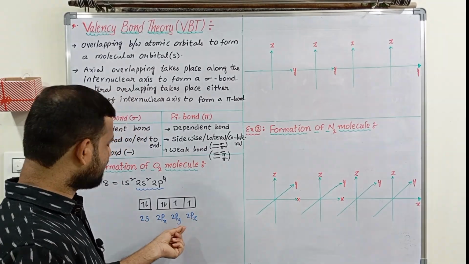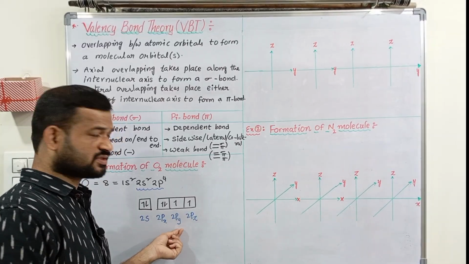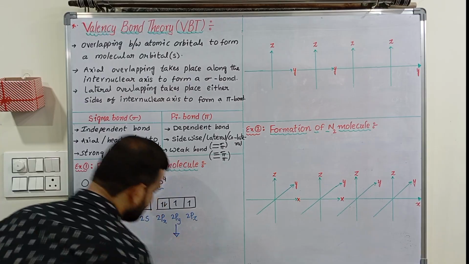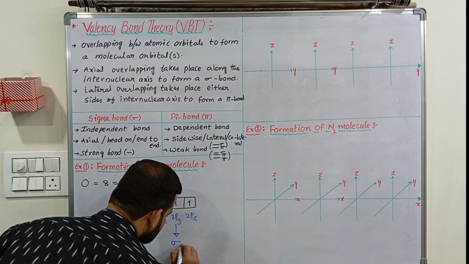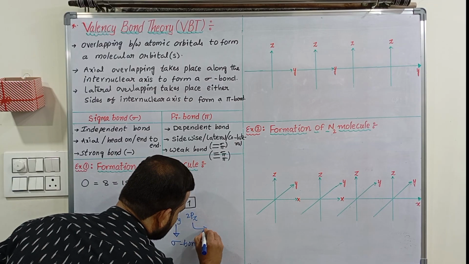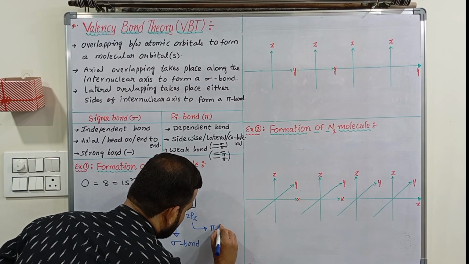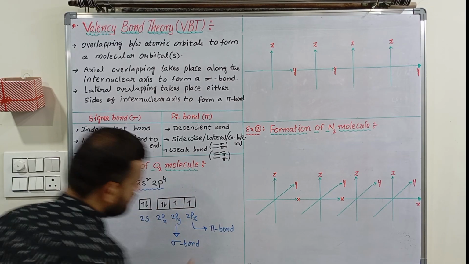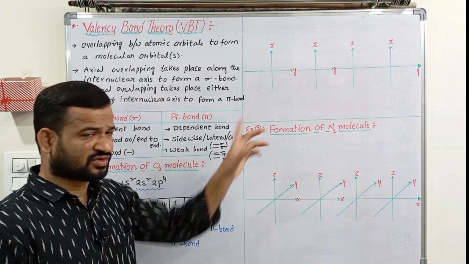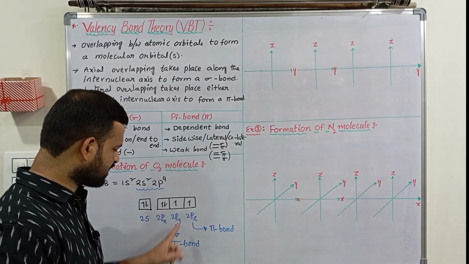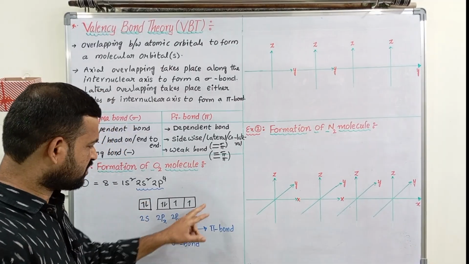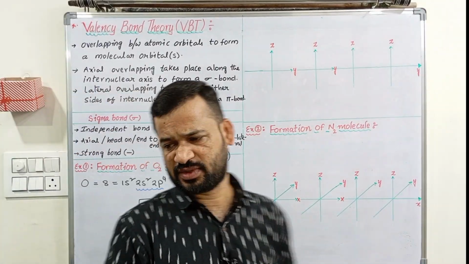Here I am taking the y axis as the internuclear axis. So then what will happen? Between py orbitals a sigma bond will be formed. Between pz orbitals a pi bond will be formed. That's it. Understand? I am taking the y axis as the internuclear axis, so between py orbitals axial overlapping will occur, then a sigma bond will be formed. The remaining pz orbitals will have lateral overlapping between them.